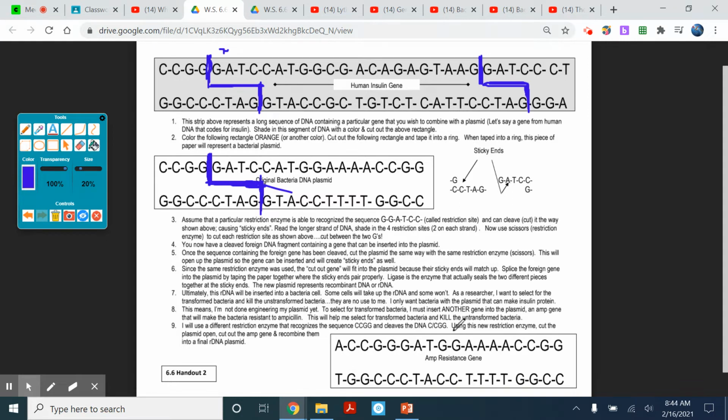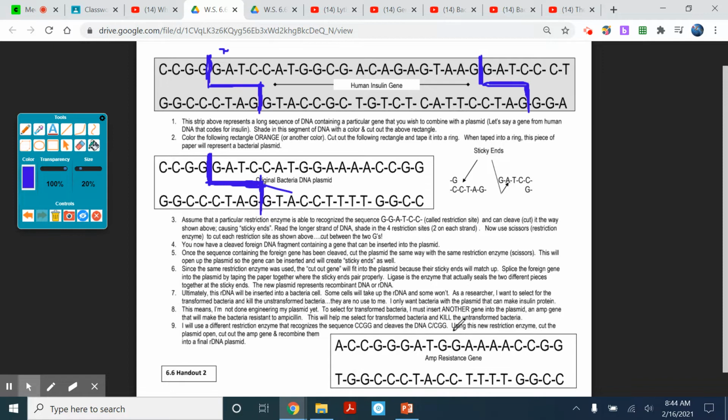Just so that you understand, I want you to write ampicillin. Does the name remind you of any other antibiotic that you've been prescribed before? Does it remind you of penicillin? It sounds kind of the same, right? Ampicillin, penicillin. Ampicillin is an antibiotic, and this gene is going to make it so ampicillin can't kill our genetically engineered bacteria. We'll talk about why we want them to have that ability.